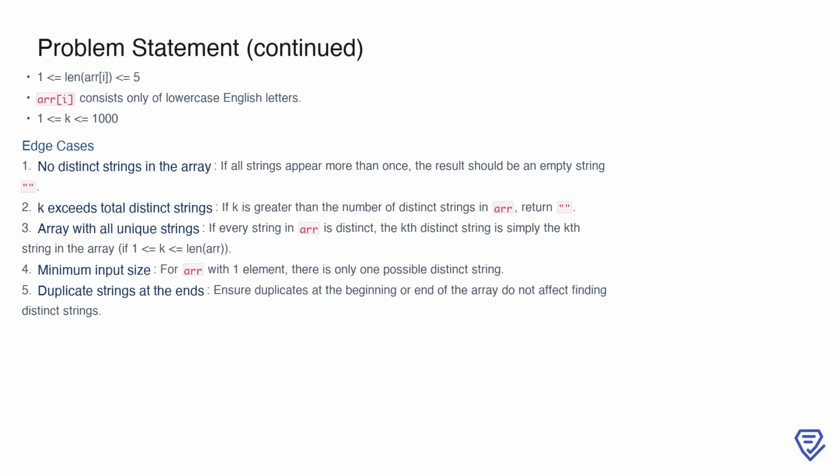For instance, if there are no distinct strings in the array, the output will always be an empty string. Similarly, if k is greater than the number of distinct strings in the array, the result is also empty. On the other hand, if every string in the array is unique, then the kth distinct string is simply the kth string in the array, provided k is within the bounds of the array length. For an array with just one string, that string is automatically distinct, and duplicates at the beginning or end of the array must be handled correctly when determining distinct strings. These edge cases help clarify how the solution needs to be implemented to handle various scenarios.